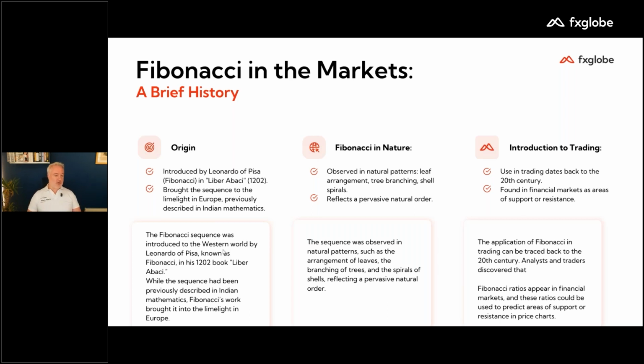So the Fibonacci sequence was introduced, obviously, as we say here, while the sequence had been previously described in Indian mathematics, Fibonacci's work brought it into the limelight in Europe, and the sequence has been observed in natural patterns such as the arrangement, the ways in which leaves grow, the branching of trees, the spiral of shells, it's just everywhere in the way that things move as well.